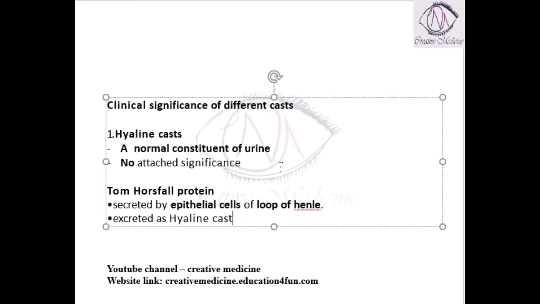Hyaline casts are nothing but the epithelial cells of the loop of Henle secreting Tamm-Horsfall protein, which is excreted as hyaline casts. So a hyaline cast is a normal constituent of urine with no significant attached meaning, and it contains Tamm-Horsfall protein.